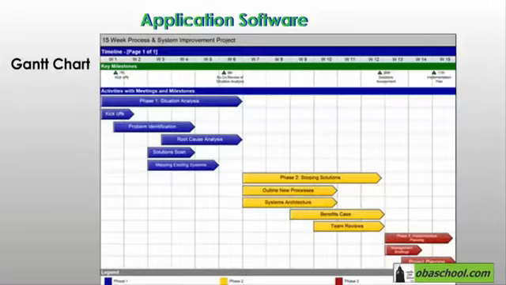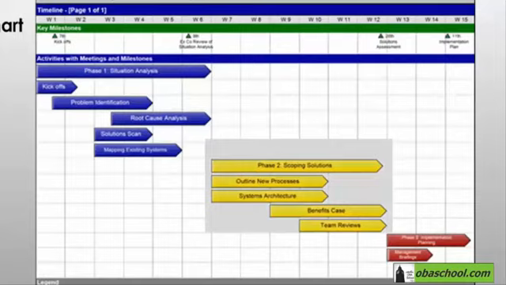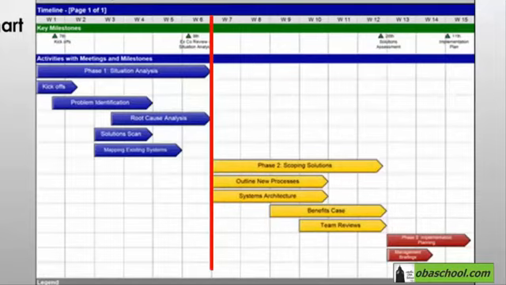Let's look at this picture together to understand better. This is the Gantt chart. The Gantt chart helps us see all the tasks and their deadlines. So when did the task start and when will it end? It also helps us know which tasks are sequential and which happen at the same time. For example, look at phase 2. It all starts in week 7 and it ends in week 12.